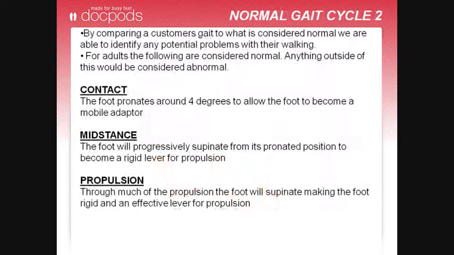By comparing a customer's gait pattern to what is considered normal, we're able to identify any potential problems with their walking. For adults, the following guidelines would be considered normal, so anything outside of these guidelines would be considered abnormal. During the contact phase of the gait cycle, the foot pronates around 4 degrees to allow the foot to become a mobile adapter and adapt to the ground. During the mid-stance phase, the foot should progressively supinate to become a rigid lever for propulsion. Through much of the propulsion phase, the foot will continue to supinate, making it a rigid and effective lever for propulsion.